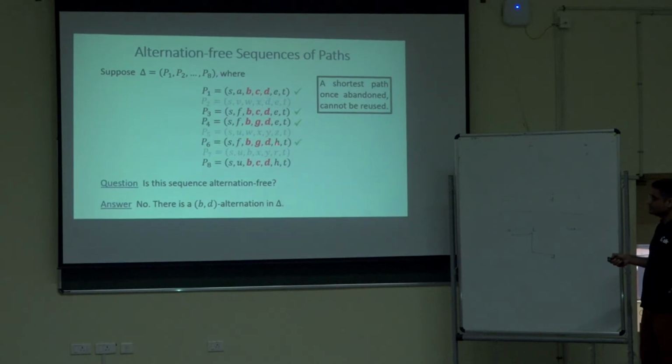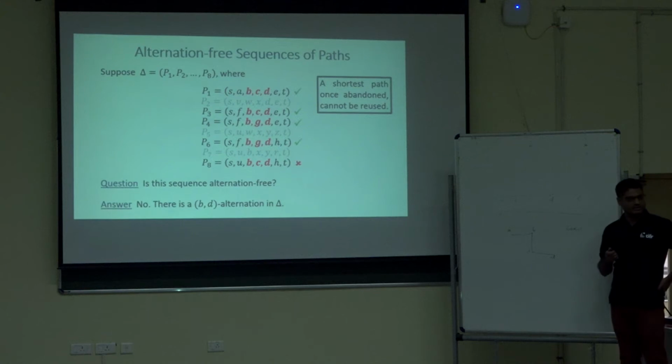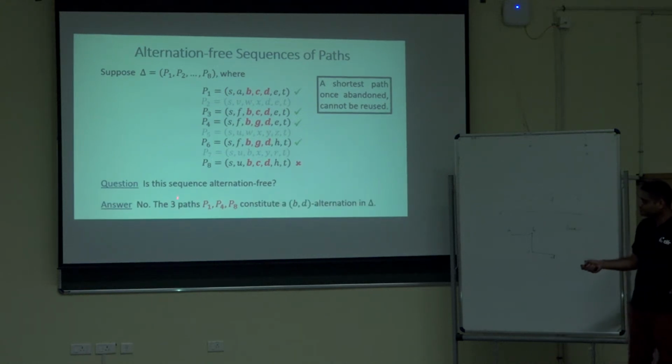So this path you can again use, but here it is an alternation because BCD was an abandoned path, and now you are reusing that path. Is the definition of an alternation clear? To be more precise, you can also say the three paths P1, P4, P8 constitute a BD alternation in this sequence delta. So P1, P4, and P8. So P1 has BCD.